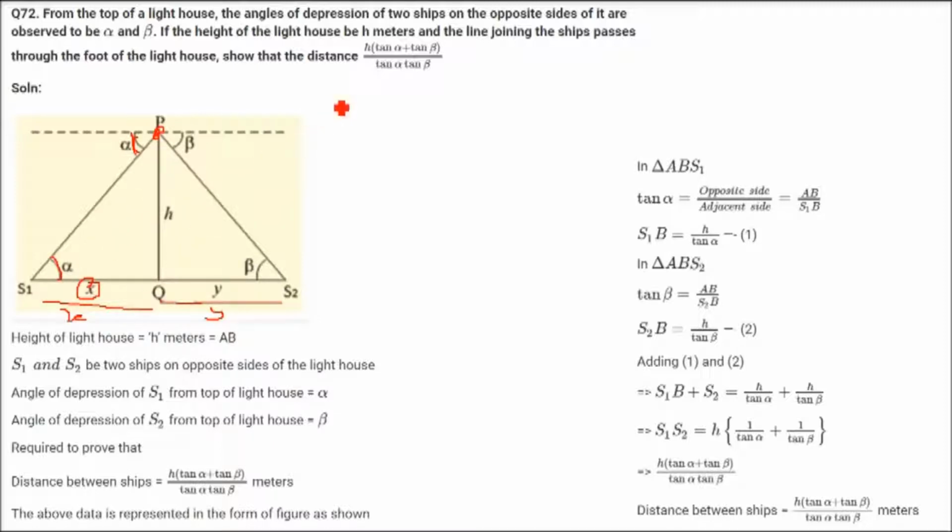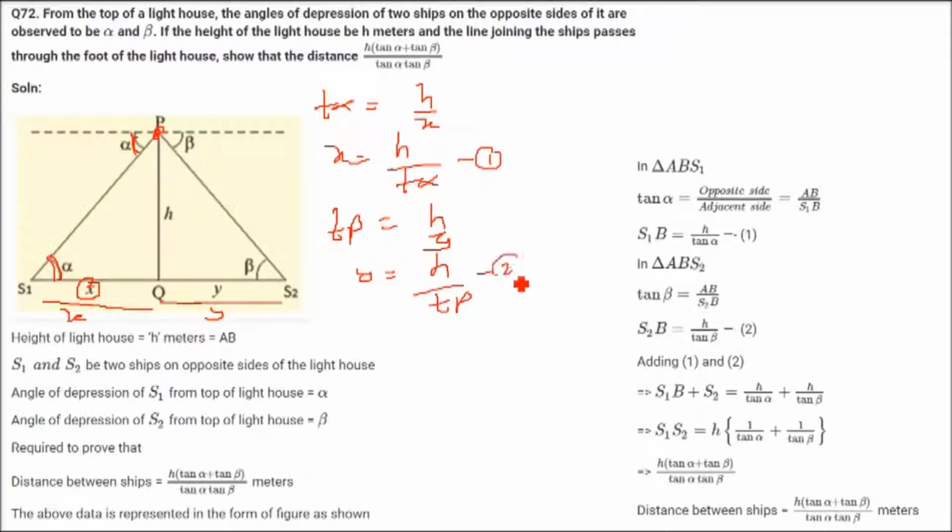First, I'll take this triangle, that is PS1Q. So tan alpha will be equal to perpendicular by base, h by x. This is the first one. So x will be h by tan alpha. And the second one, this triangle, tan beta is going to be h by y. So y will be h by tan beta. So you have to add this first with second because you want x plus y, right?